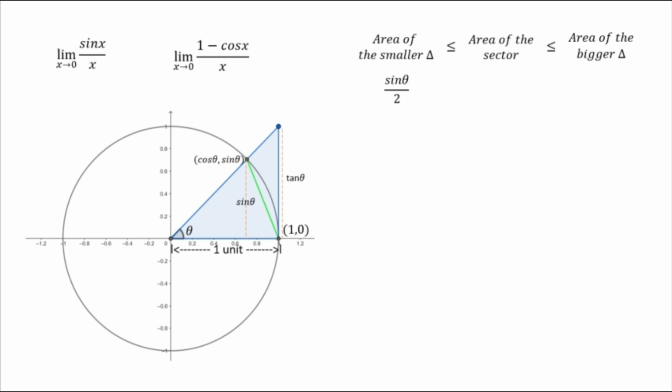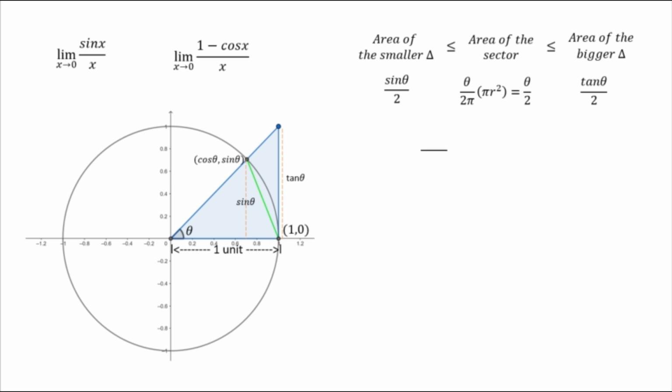On the other hand, the area of the sector, being a portion of a circle whose radius is 1 unit, must have theta over 2 pi times the area of the whole circle, right? The portion of that is theta over 2 pi of the whole area, which can be simplified into theta over 2. Finally, the area of the bigger triangle having the height of tangent theta and base length equal to 1, the area is tangent theta over 2.